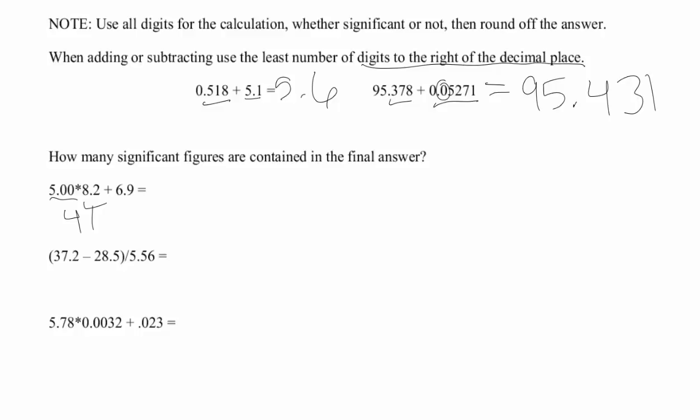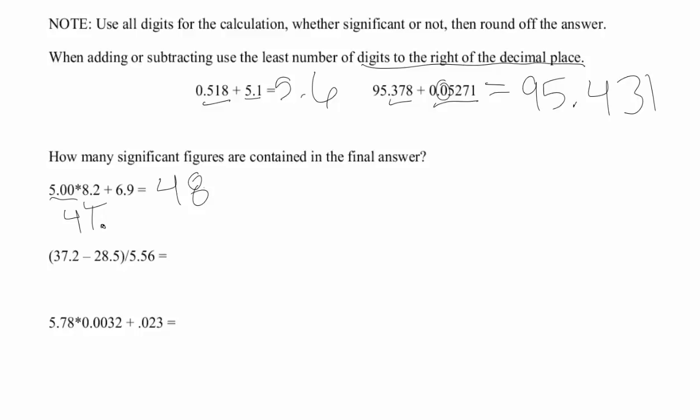And now we're going to add 6.9 to this. And now when we're adding, we want to use the least number of digits to the right of the decimal place. So in 41, we have 0 digits to the right of the decimal place. Remember that there's an implied decimal place here, yet there's no numbers to the right of it. And in 6.9, we have 1 digit. So our final answer should have 0 digits to the right of the decimal place, which will give us 48.